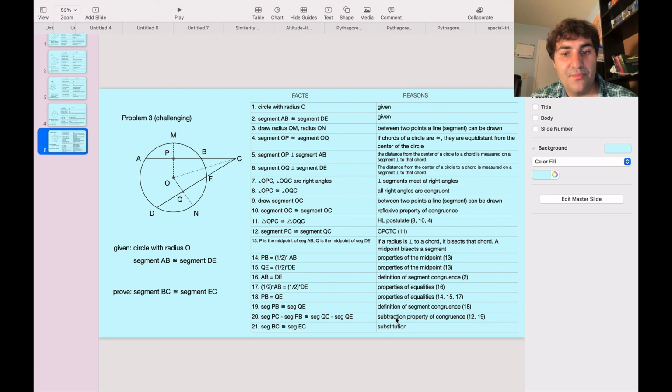And therefore, by the subtraction property of congruence, segment PC minus segment PB is congruent to segment QC minus segment QE. By substitution, segment BC is congruent to segment EC, which is exactly what we want to prove.